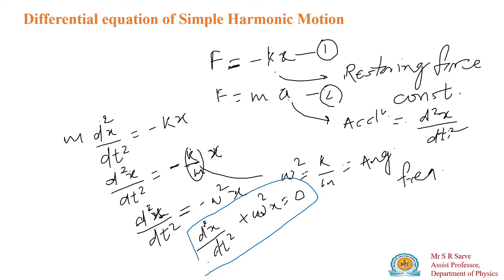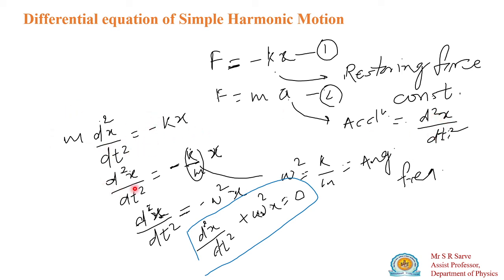And how is this differential equation obtained? This is obtained from the first equation. If a particle is displaced by applying a force, then the restoring force is given by F is equal to minus kx, and according to Newton's second law, force is equal to mass into acceleration. If you equate equation 1 and 2, and substitute acceleration equal to d square x by dt square, you will get this equation.